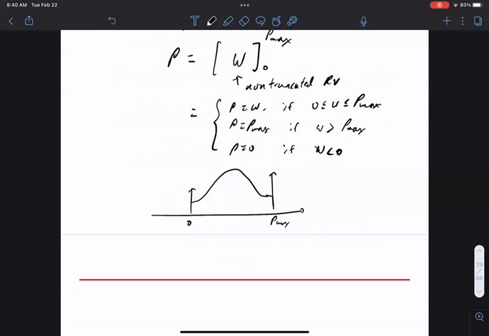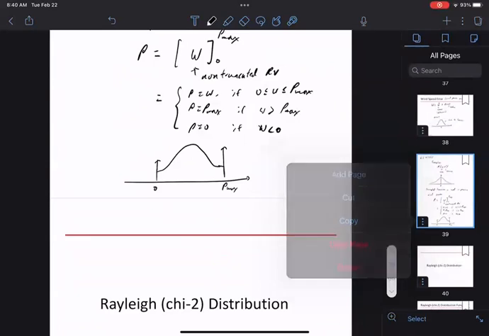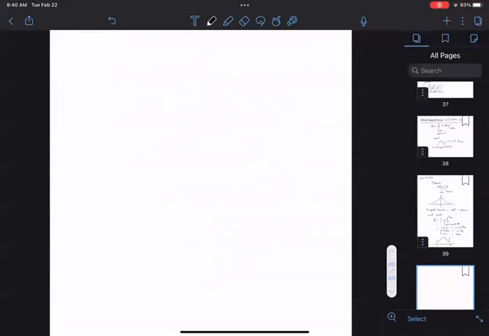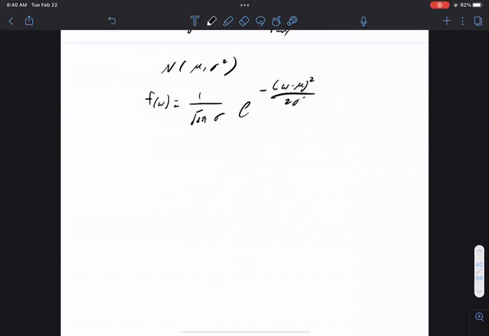The Gaussian also has another challenge, even though the distribution is nice. Let's say I have something that's sort of Gaussian. The PDF is very easy to write down: 1 over root 2 pi sigma, e to the minus (w minus mu) squared over 2 sigma squared. So the PDF is very easy to write. This is your exponential of something squared.